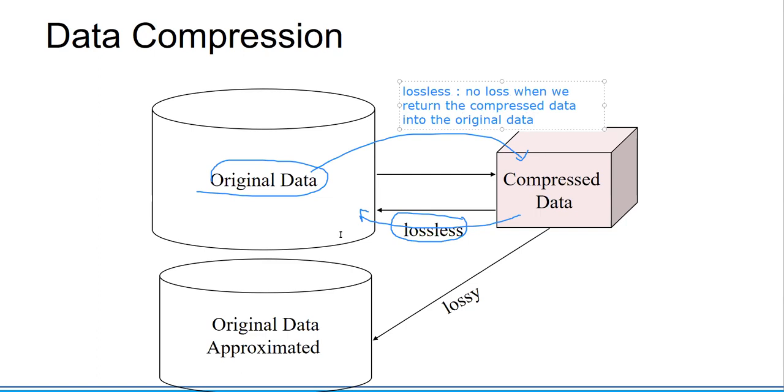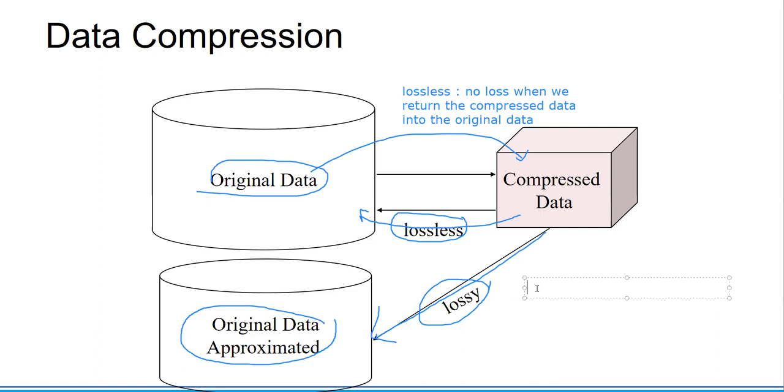Meanwhile, for the original data that has been compressed, there is a possibility to have some loss. And if it is lossy, then the original data will be approximated. Approximated means, not really in the form of the original data. So this is only a kind of approximation. Maybe it is not clear, it is not that obvious, it is not the same as the original data. So we call that lossy compression.